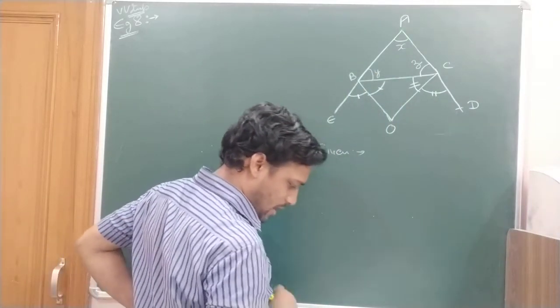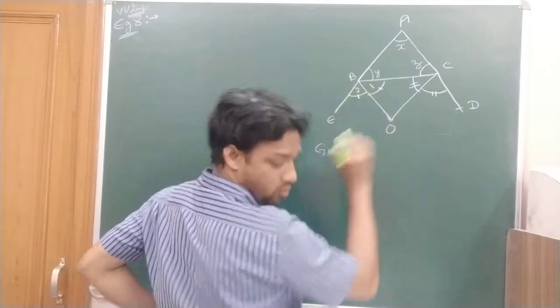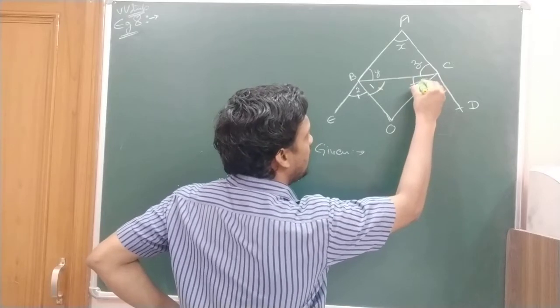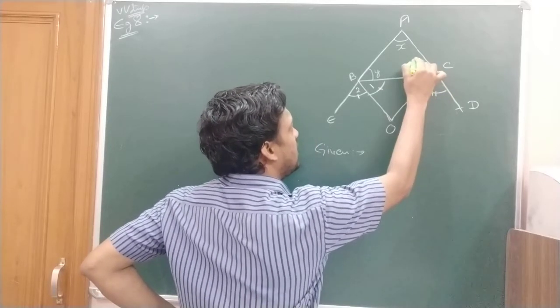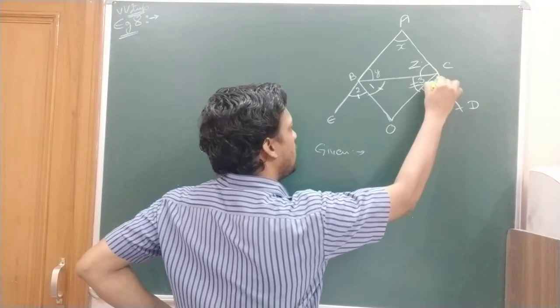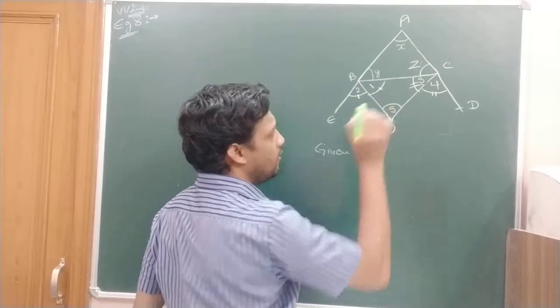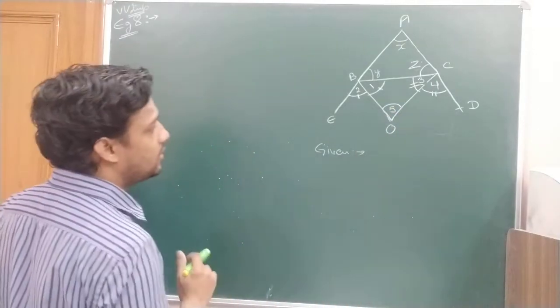Clear? Now I can write here. I am going to mark them numbering 1, 2. Let it be angle 3, 4. Clear? Let this angle be 5. Now how to solve this?